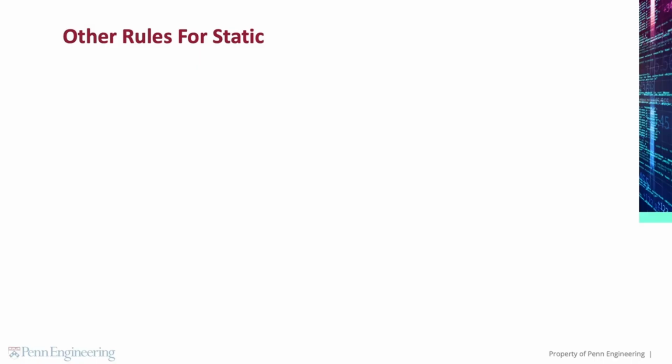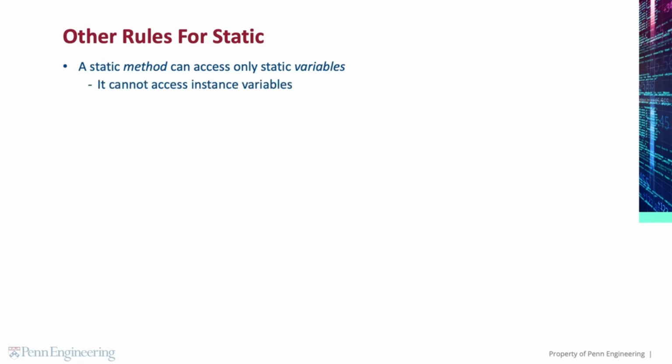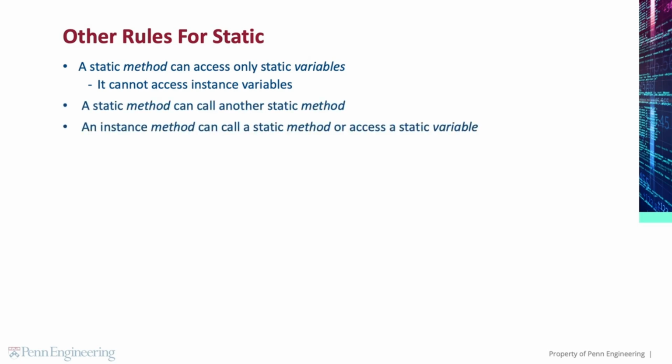Here are some other rules for static. A static method can access only static variables. It cannot access instance variables. A static method can call another static method. An instance method can call a static method or access a static variable. And the keyword "this" does not make any sense inside of a static method.